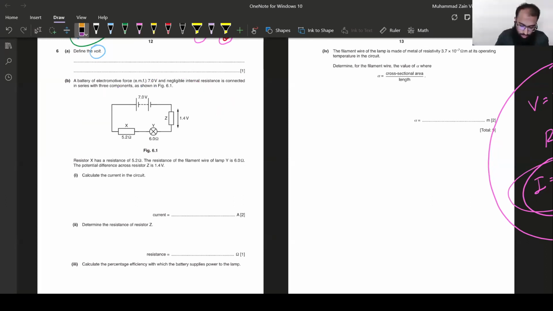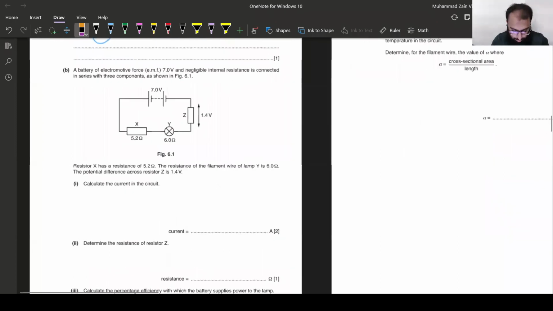So anyone with any idea how I can do this? Anyone? Okay, so I guess no one has any idea. So I'll just explain this.